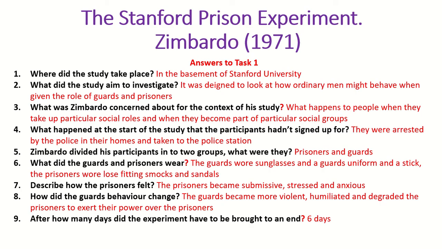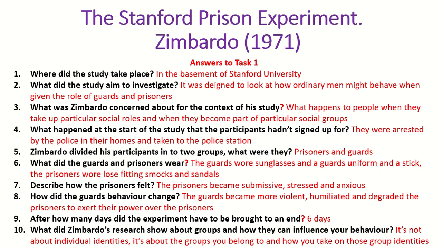Question 9, the experiment had to be brought to an end after 6 days, and it was actually supposed to run for 2 weeks. The reason why it had to end was because the guards were humiliating the prisoners, and the prisoners were becoming very distressed. Some of the prisoners were going on hunger strikes, and somebody else actually entered the prison and said that it was becoming too unethical, so it had to be brought to an end after just 6 days.